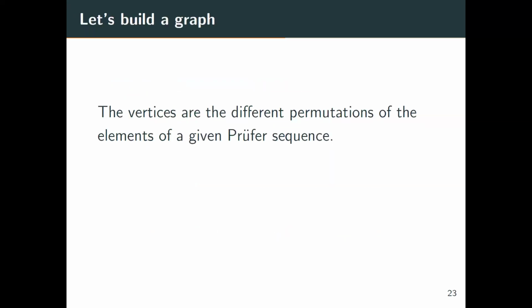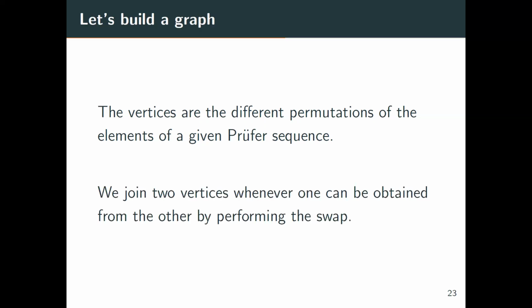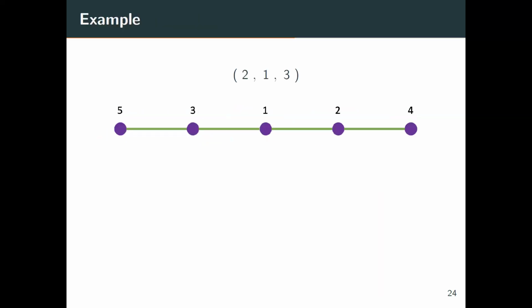So with this idea of this swap, let's build a graph where the vertices are the different permutations of the elements of a given Prüfer sequence, and the edges will be exactly the ones we obtained performing the swap. That is, we will join two vertices whenever one can be obtained from the other by performing this swap over two consecutive labels.